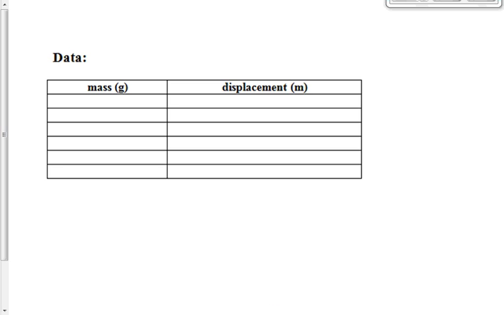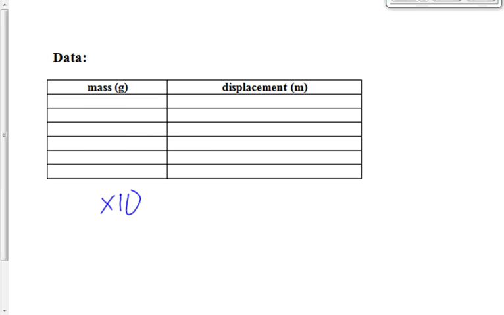What's our data table going to look like? Well, of course, we've got to have a column for mass. I've only got 5 or 6 different spots to put mass in there. You're going to have at least 10. And then you're going to have the same number of spots for the amount of displacement that occurs as a result of adding the mass on there. Now, mass and displacement themselves aren't going to get us the spring constant. We don't need mass and displacement. We need force and displacement.